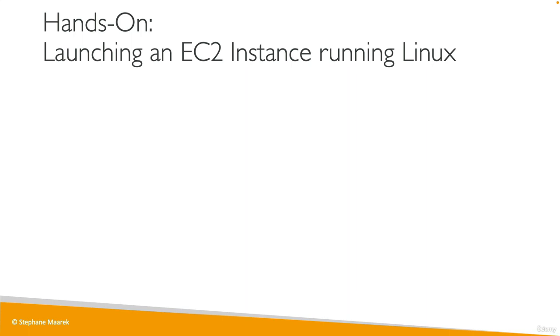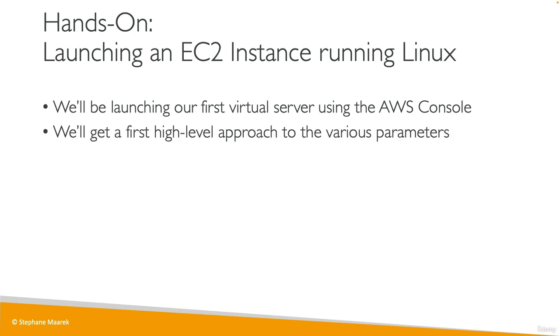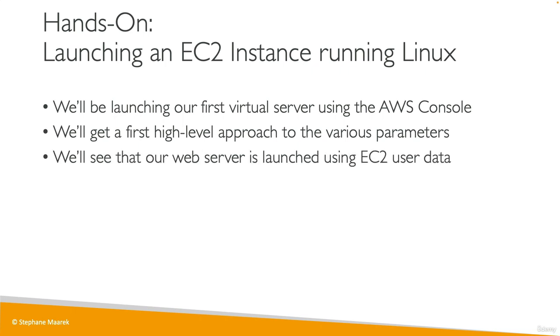Welcome. So in this lecture, we are going to launch our first EC2 instance running Amazon Linux. For this, we'll be launching our first EC2 instance, which is, well, a virtual server, and we'll use the console for this. We'll get a high-level approach to all the various parameters you have when launching an EC2 instance, and you'll see there are many, but we'll learn the most important ones.